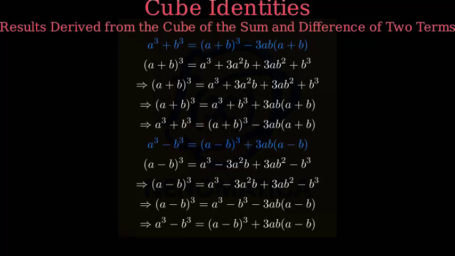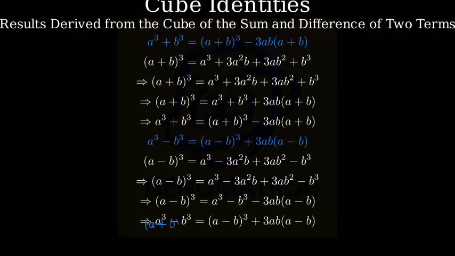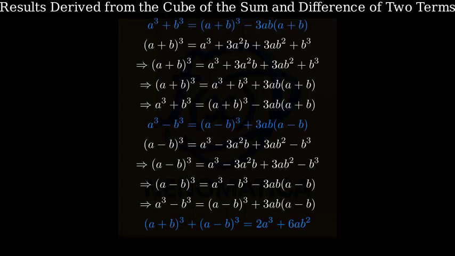Now, let's see how we can derive another useful identity using the ones we just proved. This identity states that the sum of the cube of a plus b and the cube of a minus b equals 2 times a cubed plus 6 times a times b squared. Let's prove this third identity step by step.